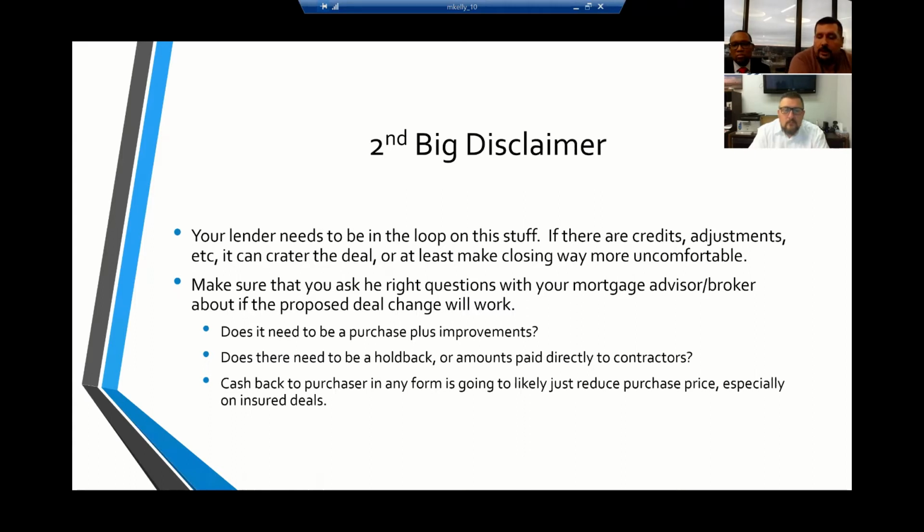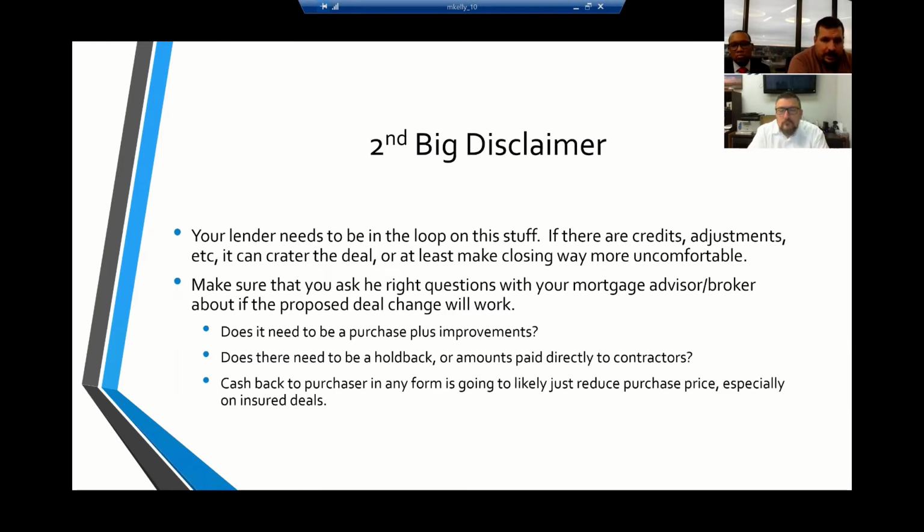It could be that all of a sudden this changes from just an ordinary purchase to a purchase plus improvements, and maybe the work that needs to be done has to be done as that plus improvement piece. Maybe there's something that has to happen with a holdback, where it can only be directed to a contractor, or something like that. But any sort of cash back that goes to the purchaser is likely going to have the lending implication of reducing the purchase price, especially on insured deals.